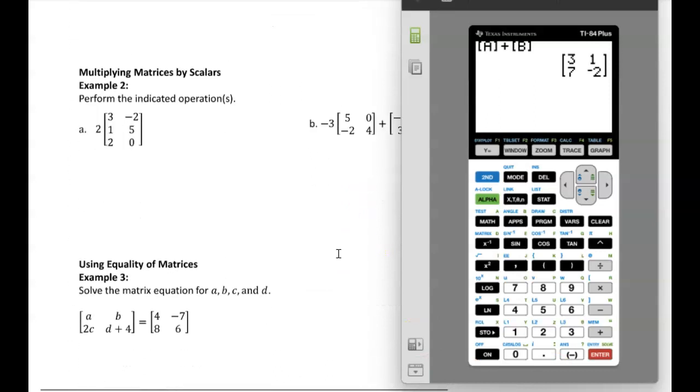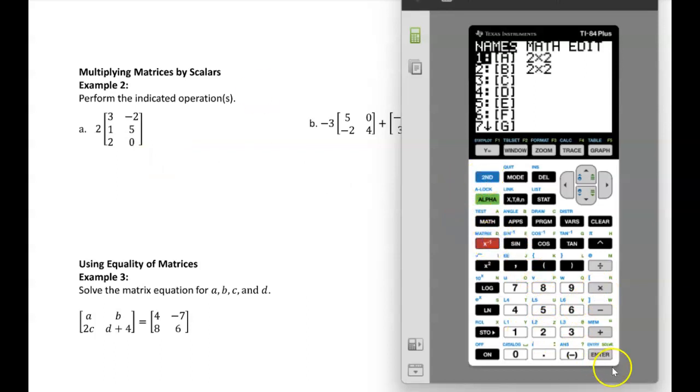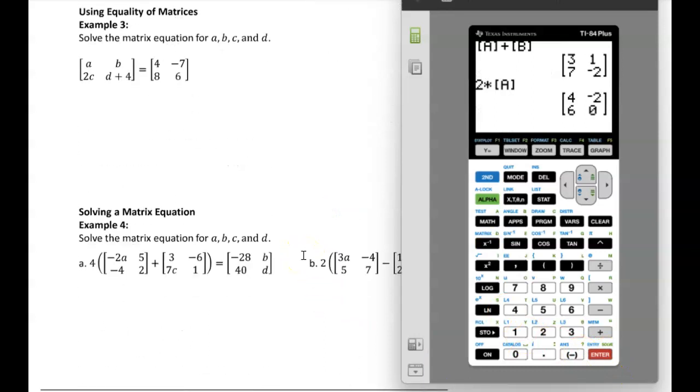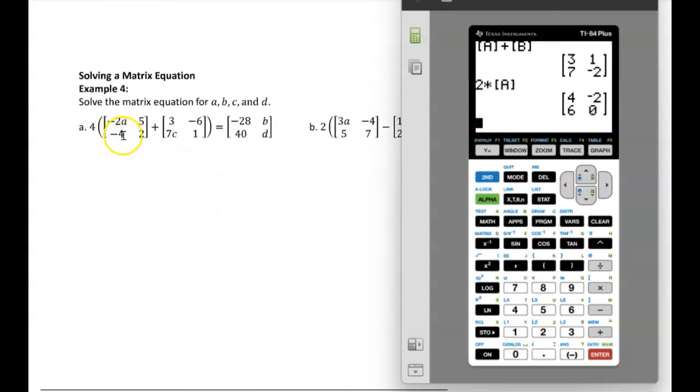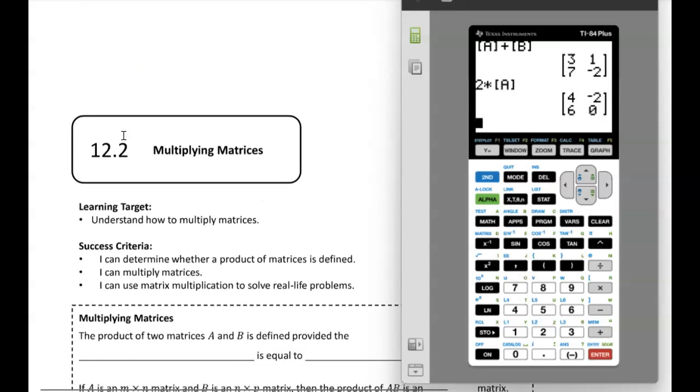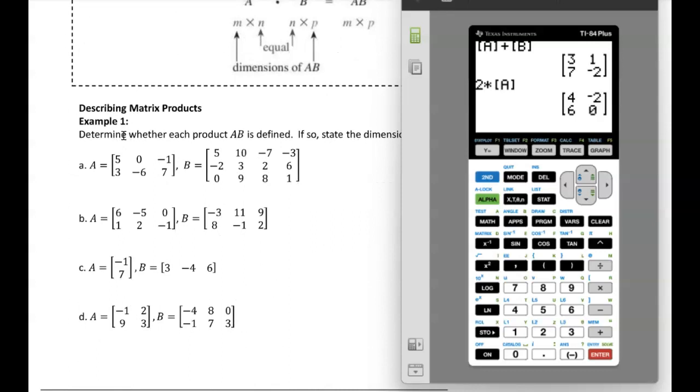If you were wanting to do a scalar multiplication, then you could do 2 times, let's do matrix A. And so it will also do a scalar. You could do matrices, not necessarily with variables, but with larger operations.